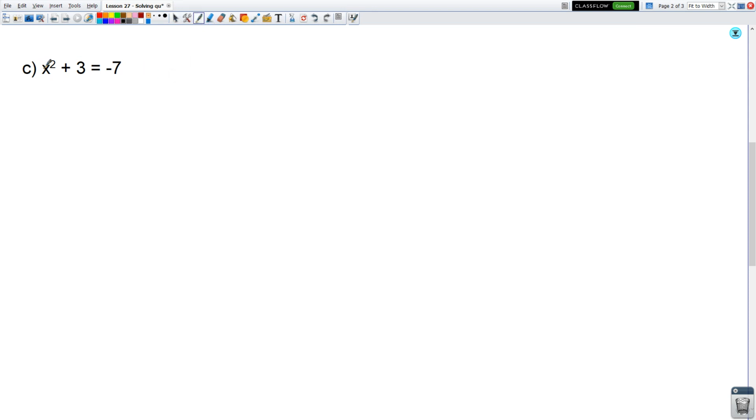Again, you see that there's only one variable right here, so let's isolate it. To do that, let's subtract 3. So x squared is equal to, what is this, negative 10? Perfect. And again, you want to solve for x, so let's just take the square root right here. Cancel, cancel. So now we have that x is equal to the square root of negative 10.